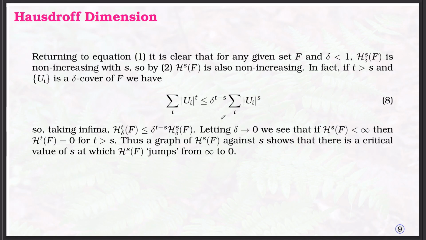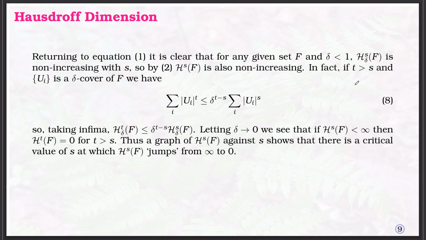Now, let us define the Hausdorff dimension. Just return to equation 1, the s-dimensional Hausdorff measure. It is clear that for any given set F and delta less than 1, H^s_delta(F) is non-decreasing with s. Whenever this delta approaches 0, H^s(F), this quantity increases, as we proved in the last lecture. So by equation 12, H^s(F) is also non-increasing.